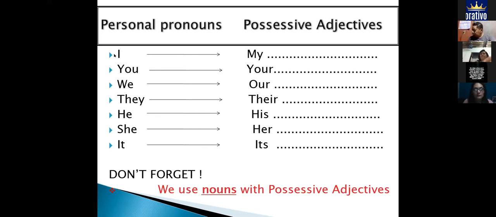All right, so decimos, I, my, esos son possessive adjectives. You, your, we, our, they, their, he, his, she, her, it, its. Okay, miren lo que dice aquí. Don't forget, we use nouns with possessive adjectives. Quiere decir que yo voy a decir my pencil, your computer, our class, their house, his car, her sister, its house. Okay. Siempre después del possessive adjective voy a tener un nombre o un sustantivo. ¿Sí? ¿Me entienden con eso?